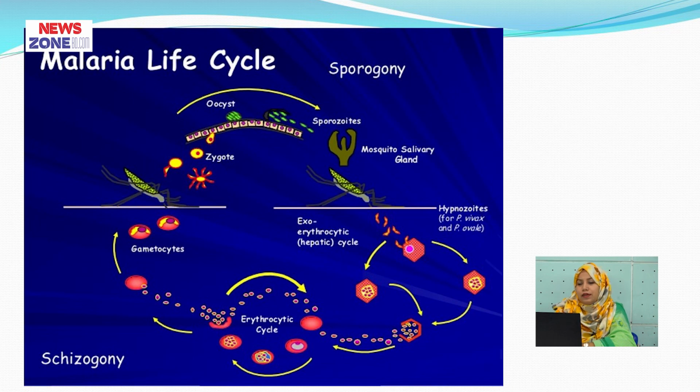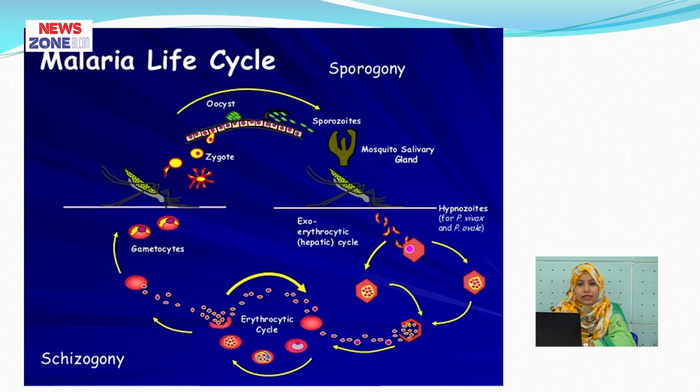Here is the malaria life cycle. The upper half is the sporogony cycle and there is schizogony. The sporogony occurs in the mosquito and schizogony occurs in the human body. Here you see that the mosquito takes a blood meal and gametocytes enter into the mosquito, and then there is zygote formation and ultimately oocyst formation and sporozoite formation, and the sporozoites stay in the salivary gland.